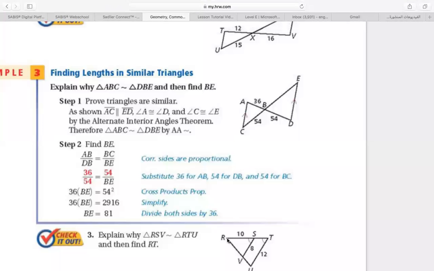Again, why is triangle RSD similar to RDU? Okay, as we see here, angle R is common. So we can go by SAS. Okay?